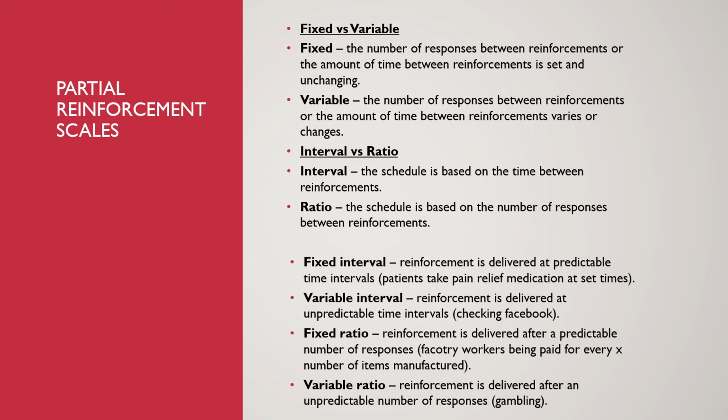Then we have what's called fixed ratio. And this is where reinforcement is delivered after a predictable number of responses. So we might have a factory worker who's paid every X number of times an item is made. So let's say that for every 3 times a person assembles a calculator, they're going to get X number of dollars. So it's very predictable, and that person knows that they're always going to get reinforced after 3, not after 2, not after 1, but after 3.